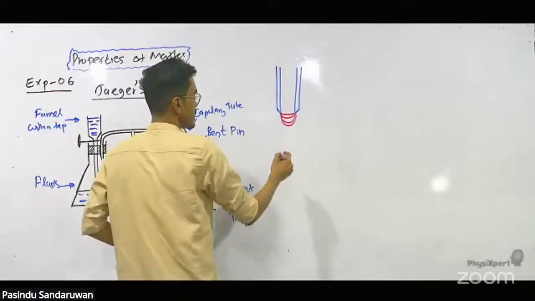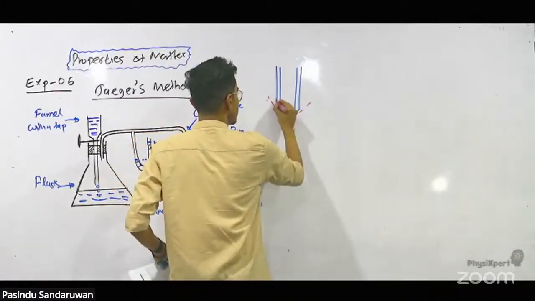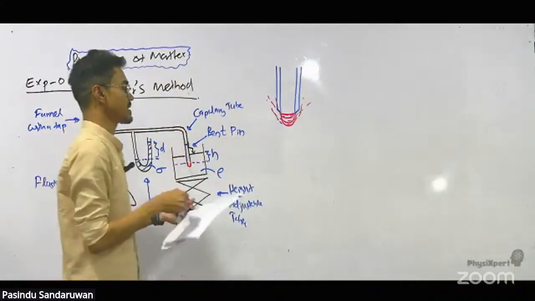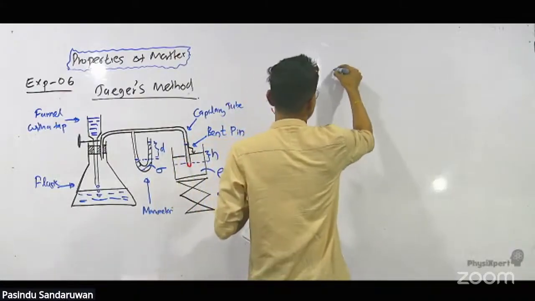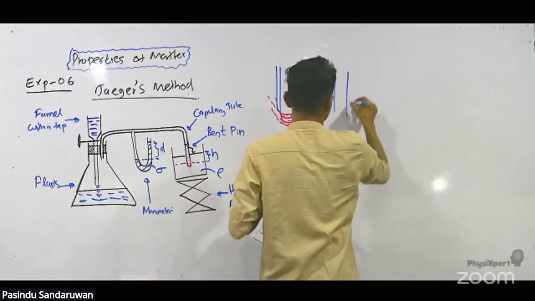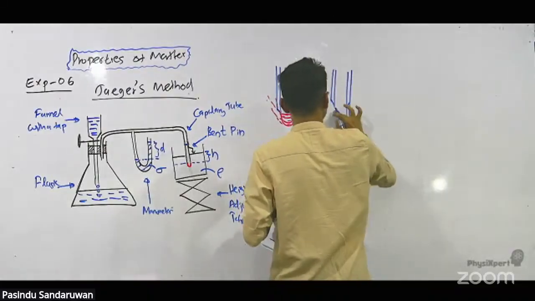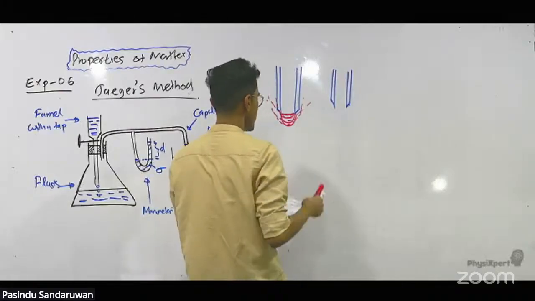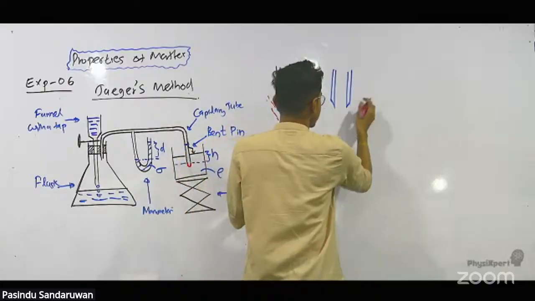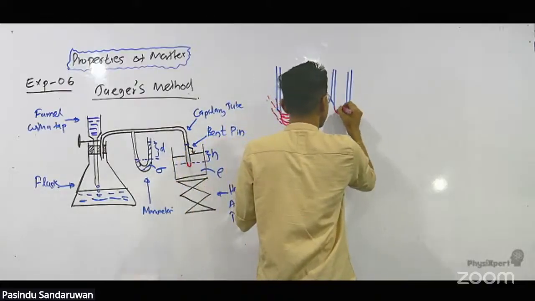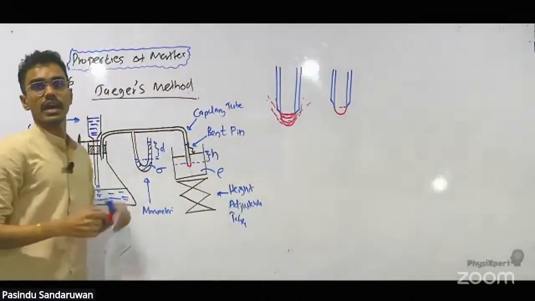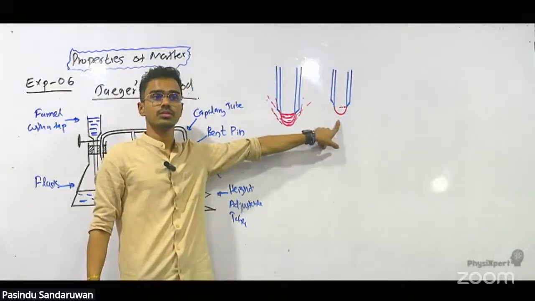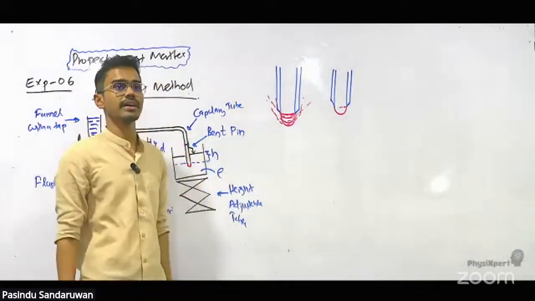Now I name that point. That point is the maximum pressure point. At the maximum point, since the radius of the meniscus and the radius of the tube are equal, the meniscus is exactly hemispherical, like this. And if you increase the pressure further, this liquid meniscus is going to break.